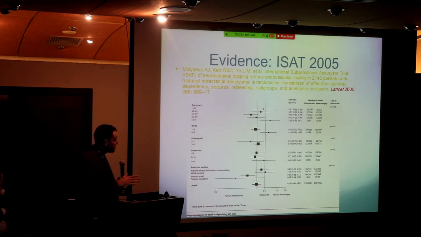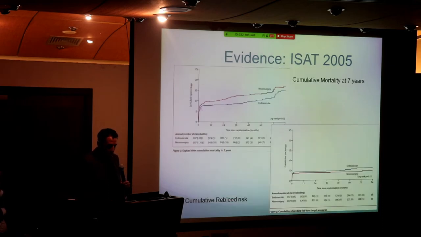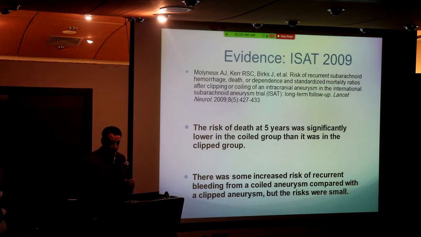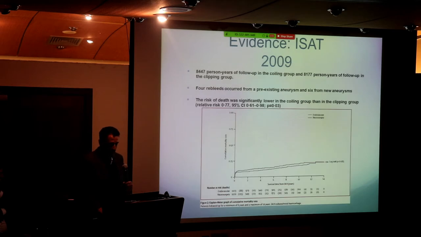However, we followed these patients. This is 2005 now. There continued to be a benefit of endovascular therapy over clipping, with less mortality. This is cumulative mortality over 7 years. The red line is clipping and the blue line is coiling, and you can see that endovascular has less mortality, despite a slightly higher risk of re-bleed after coiling. Even when we accounted for that slight increase in risk with coiling, the long-term mortality was still higher with clipping. So that's why things moved forward. This was confirmed in 2009, almost 10 years after the trial finished, when the data showed similar things.